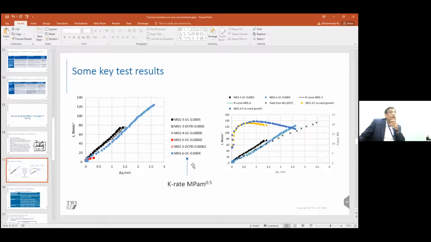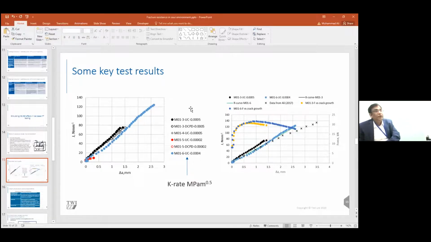We did several very slow loading rate tests under the defined sour environment. So as a first task, we attempted to determine an optimistic loading rate, which can be used to produce results which are closer to the lower bound fracture toughness we usually use in assessments.